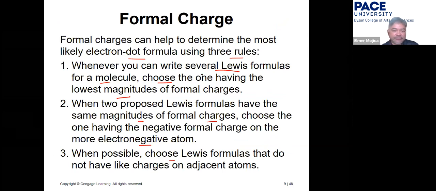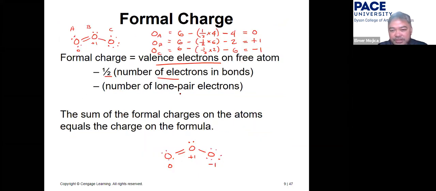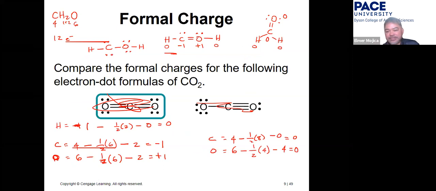Whenever you can write several Lewis structures for a molecule, choose the one having the lowest magnitudes of formal charges. Which one of these satisfies statement 1? This one, because all of them are 0. Here you have a +1 and a -1. So the first statement goes to the second structure.